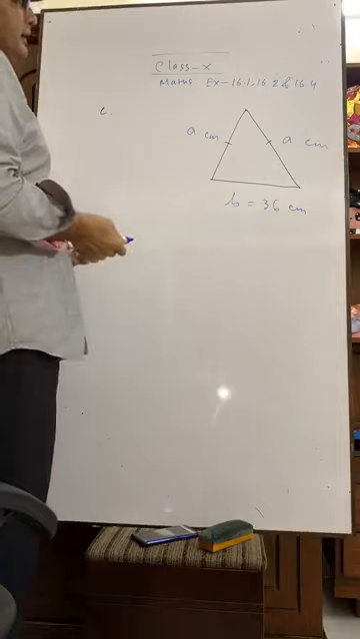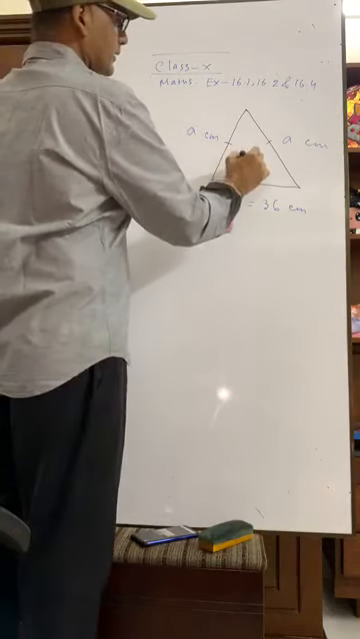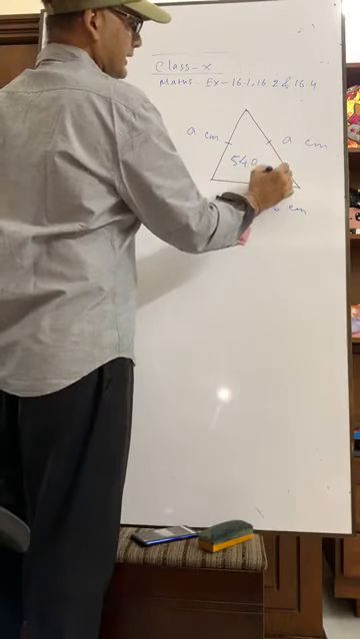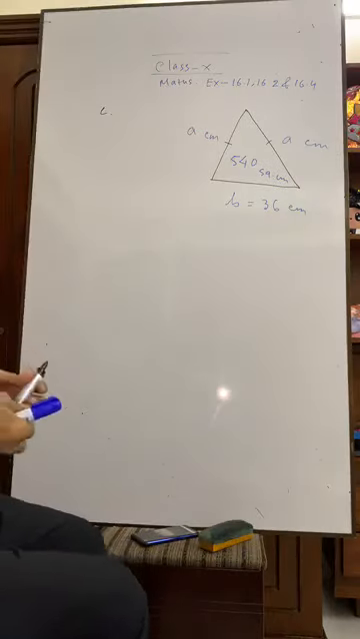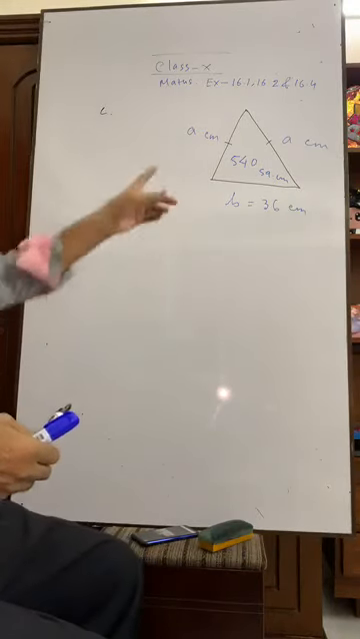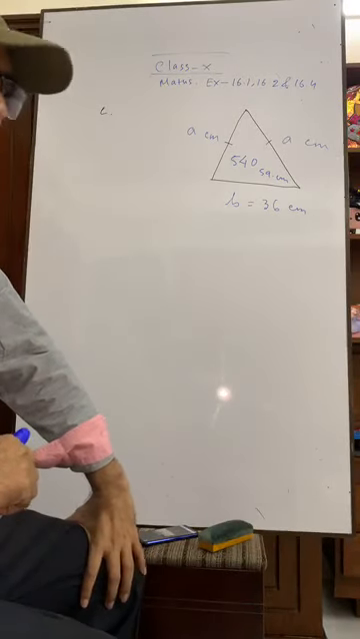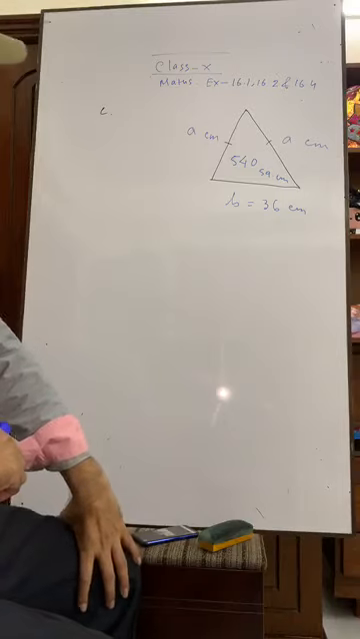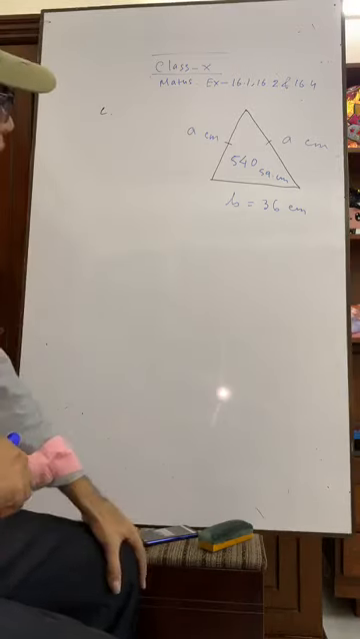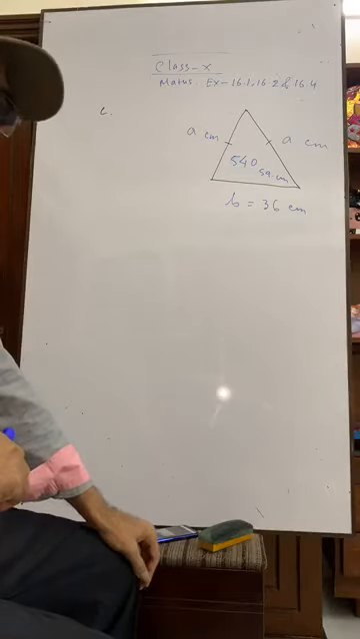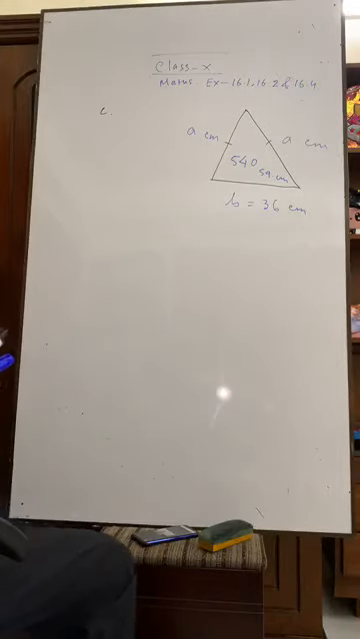So what is the area? Its area is 540. In the question it is told that the area of an isosceles triangle is 540 square centimeter. If you go through the question, then you will come to know that it is clearly told that the area of an isosceles triangle is 540 square centimeter. Okay. Now, what's the area?